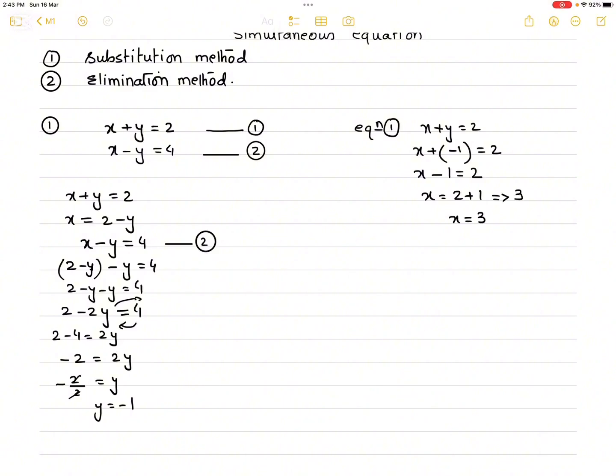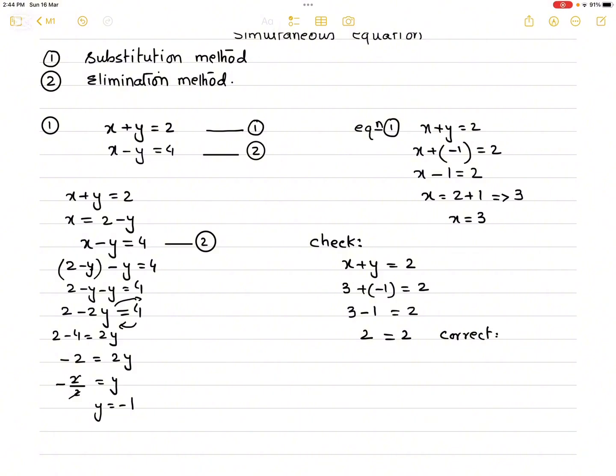I can check my answers or the values which I found out. Take any equation from 1 or 2. Suppose I take first equation, x plus y is equal to 2. So write 3 in x and minus 1 in y. Now simplified, so 3 plus minus 1 is equal to 2. So 3 minus 1 is 2, equal to 2. So same values on either side of the equal sign. So it means our answers are correct.